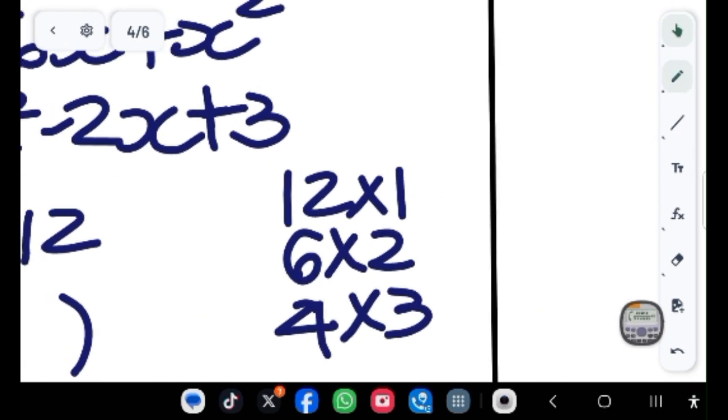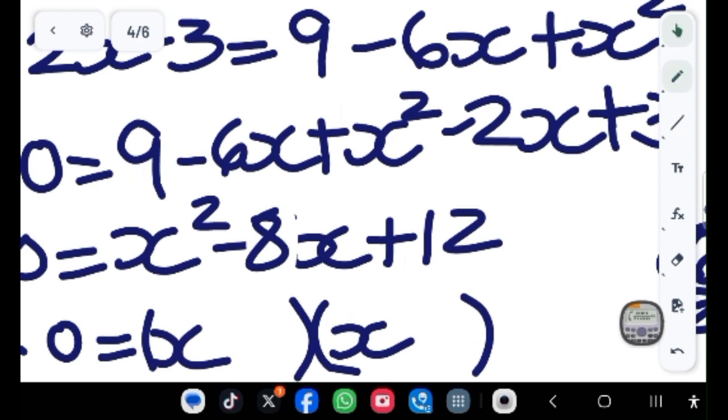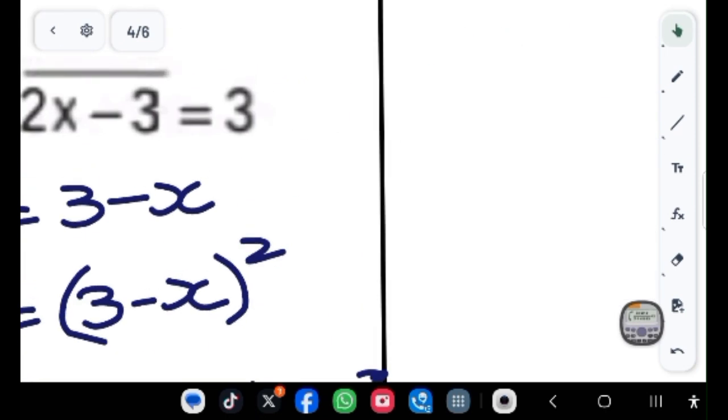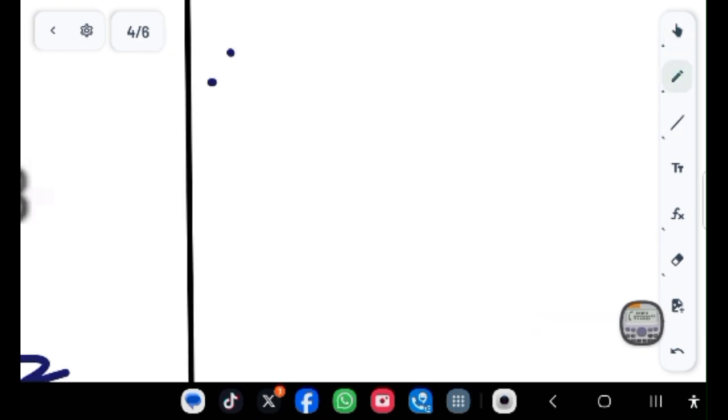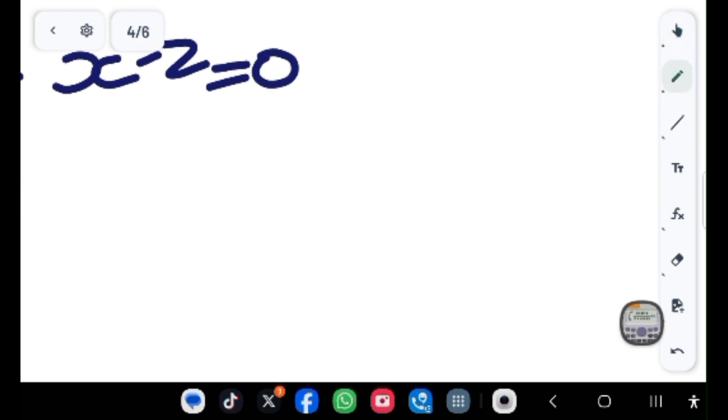The combination that gives us 8 is 6 and 2. So that's what we use. And that's how you factorize. 6 and 2. It should be negative and minus because when you add them together, they give you negative 8. When you multiply them together, they give you positive 12. Now, therefore, never skip this step. I always say never skip this step. x minus 2 equals 0 or x minus 6 equals 0.